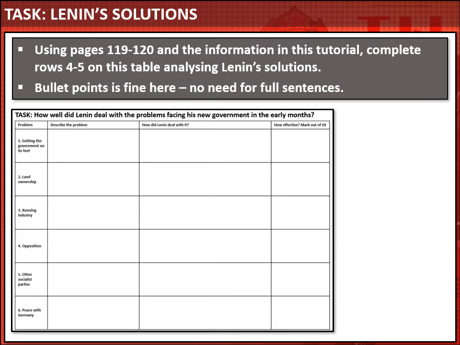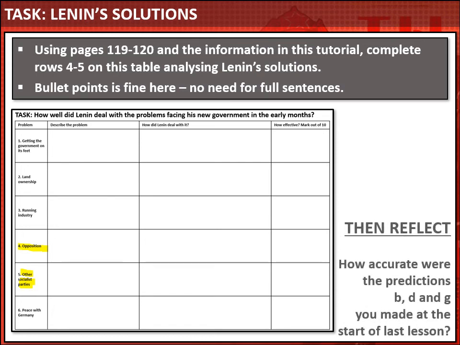So you're ready to do a task now. I'd like you to find the table which you began to fill out last lesson, and you're ready now to complete the next 2 rows on it: opposition and other socialist parties. When you've done that, go back and look again at the predictions which you made at the start of last lesson, particularly predictions B, D and G. How accurate were your predictions? Did you get them right?